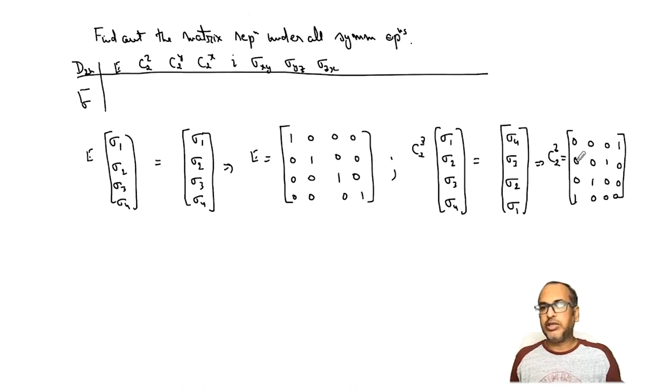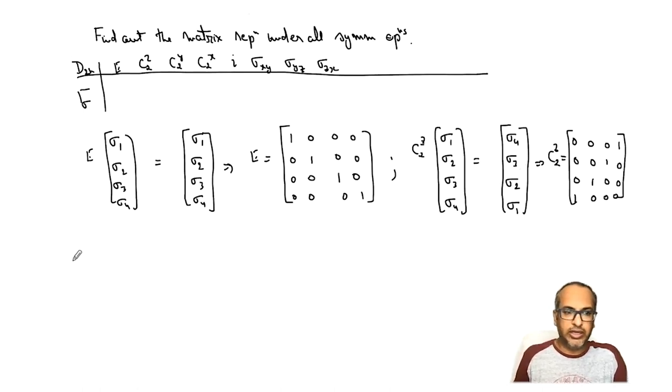Now sigma 2, that is the second row. Sigma 2 is going to sigma 3. So I have placed 1 here. Similarly, sigma 3, that's the third row, is going to second position, so sigma 2. So that's why in the second column I have placed 1. And sigma 4 is going to sigma 1, right? So let us see that more carefully with other operations also, so that it is very, very clear.